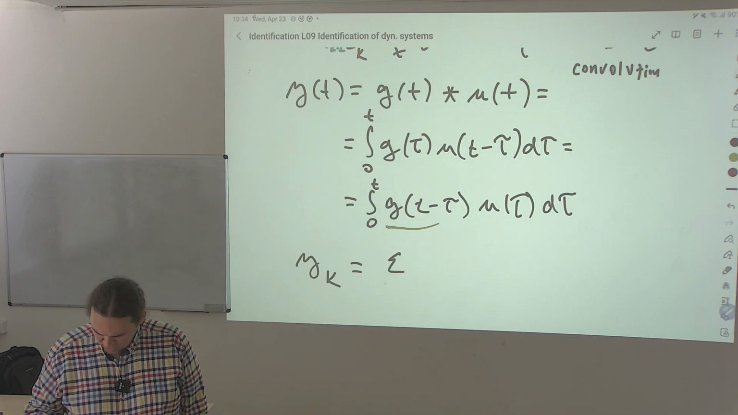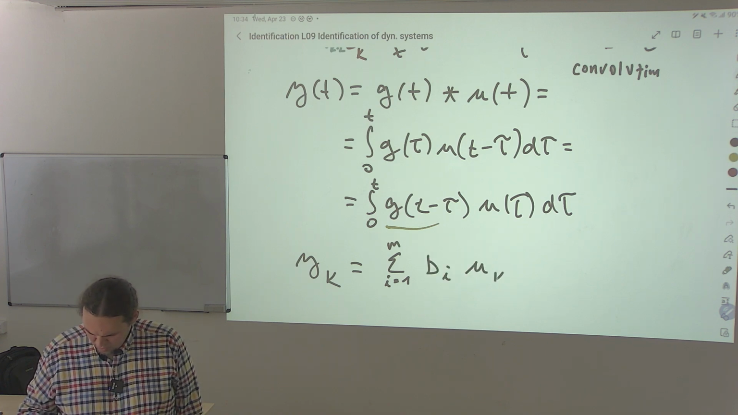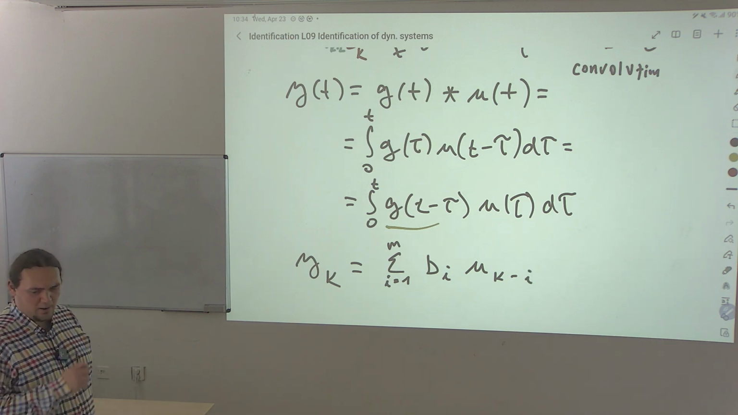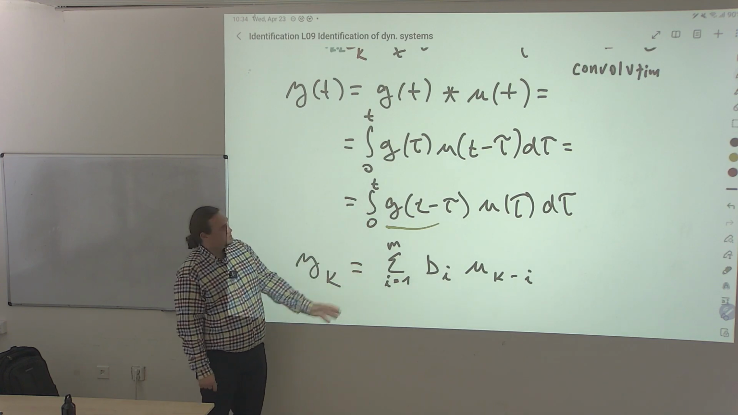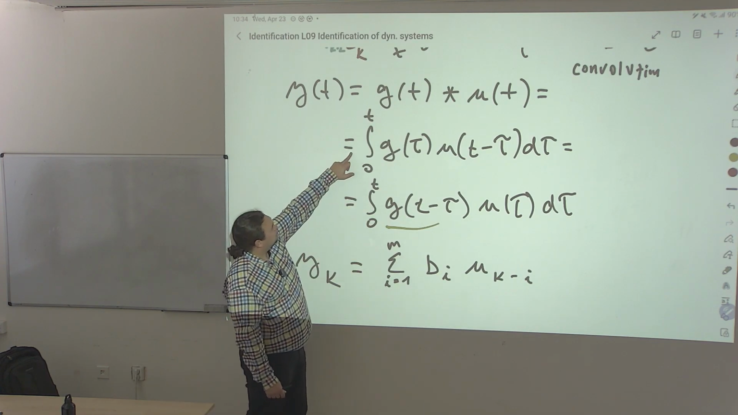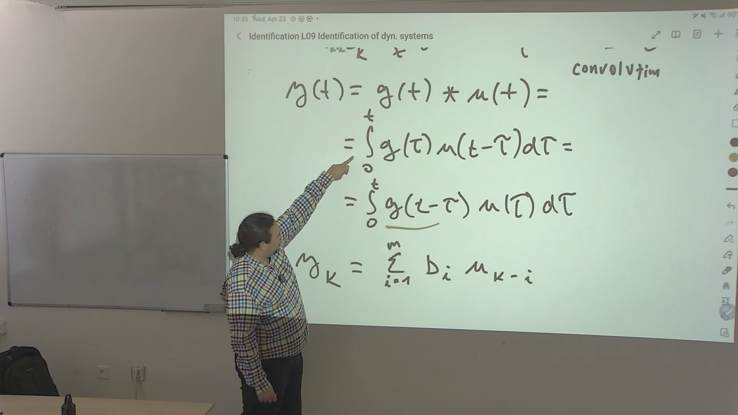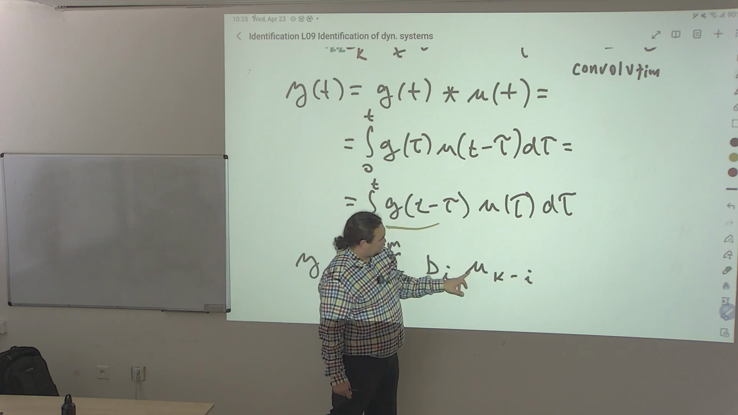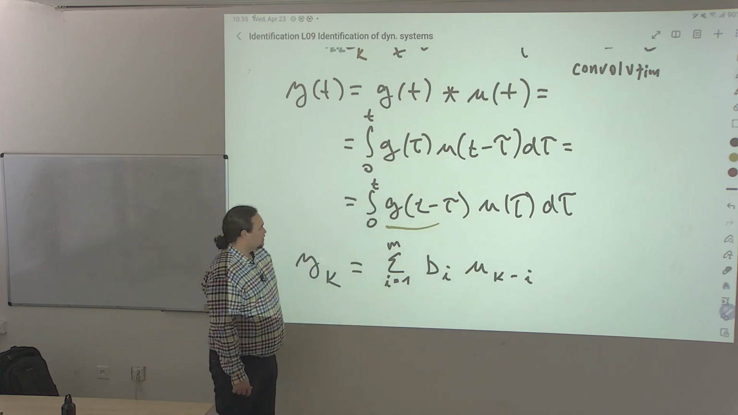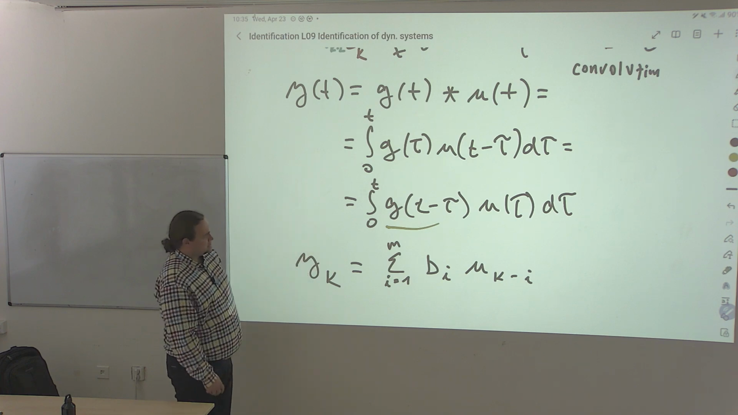So y_k is the sum over i going from 1 to m of b_i u_{k-i}. And well, we can start comparing these expressions. Maybe now they are completely equivalent. This formulation gives us more sense, because here the input is traveling back in time. So it says again the same thing. It would be just an approximation.